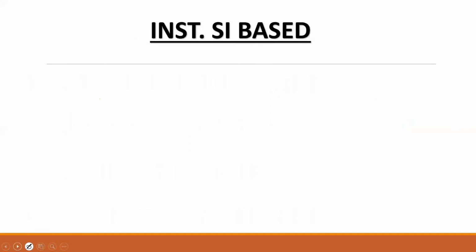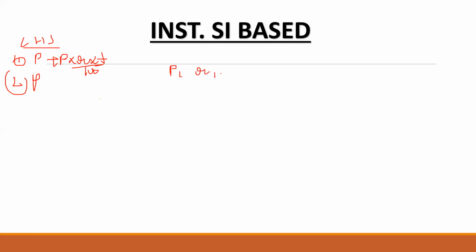Now done with that part. LHS part was done. These two cases, case 1, case 2 for the LHS part: P and P plus PRT by 100. This was for the LHS part. Now for RHS. What we were doing, we had P as principal, R as rate of interest, and T as time.